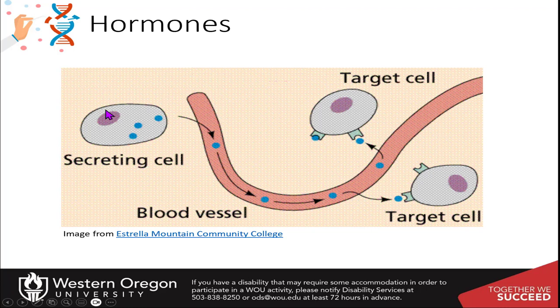So this may be the adrenal cell that's releasing adrenaline into the bloodstream, and then it's going to bind to the target cell, say in the liver, and it's going to cause that target cell to do something. Right? In the case of the liver, it's going to secrete the glucose back into the bloodstream.